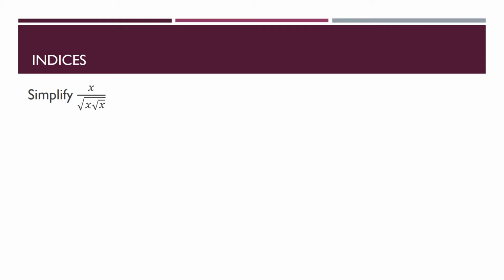All right, the first question I have is on indices. We are asked to simplify a fraction: x over the square root of x and then another root x. We have options A, B, C, and D, and then E, which says none of these. So let's solve.